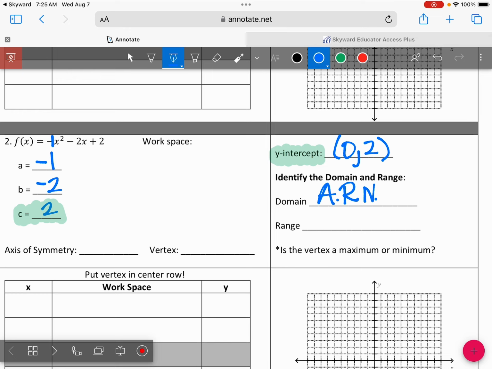Now, because this one is negative, this is going to be a frown, which means it's going to have a maximum. It has a maximum when A is negative. It has a minimum when A is positive. All right, let's go ahead, flip it over to.